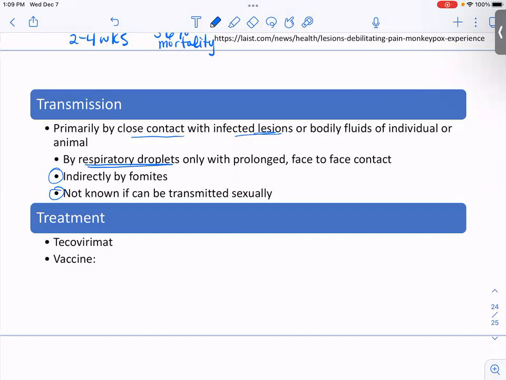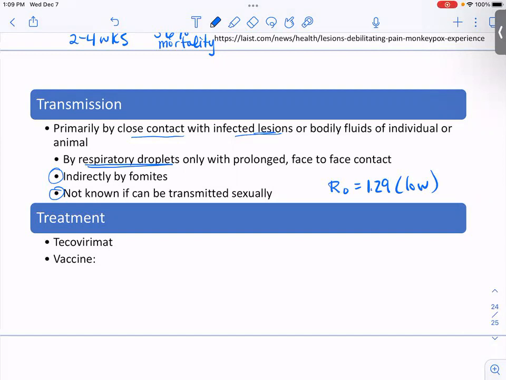Okay. Let's see. Again, the majority of cases are in men for some reason. The R naught here is about 1.29, so that's considered low. An infected individual would probably give the infection to maybe one other person that they come in contact with. So that's considered fairly low.